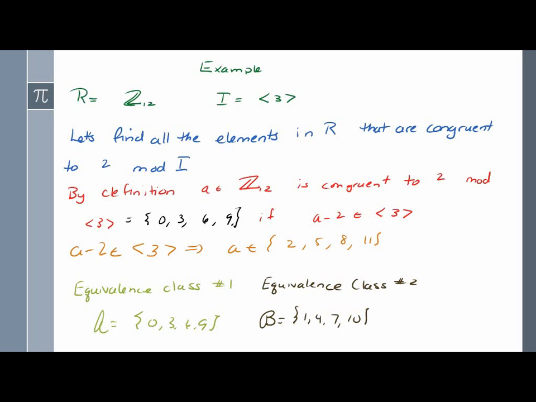Now, what are the elements that are congruent to 2 mod I? Well, those are the elements A such that A minus 2 belongs to this I. Well, those are going to be these guys right here. So equivalence class number 3 turns out to be this thing right here.